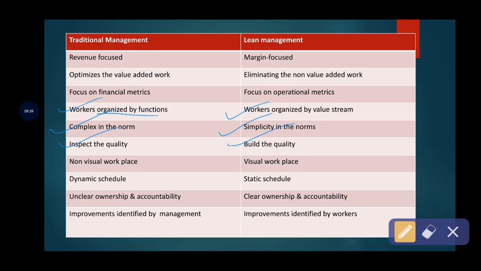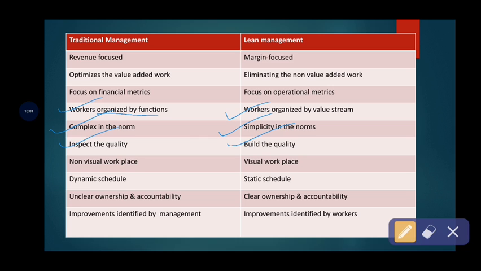Precaution is better than cure, no? So therefore, instead of inspecting after producing the product, before producing the product the company adopts some strategies to build the quality.